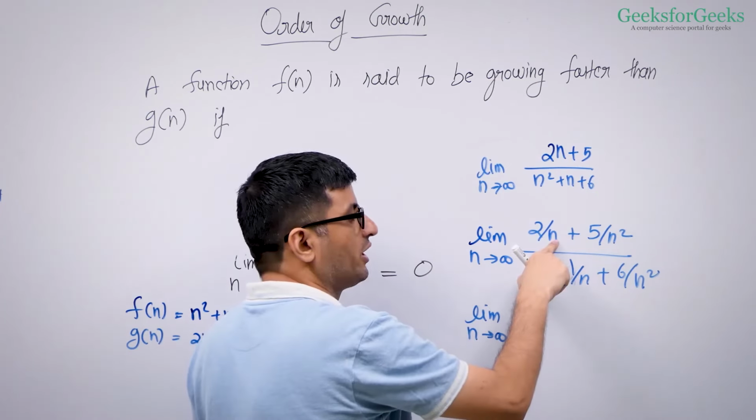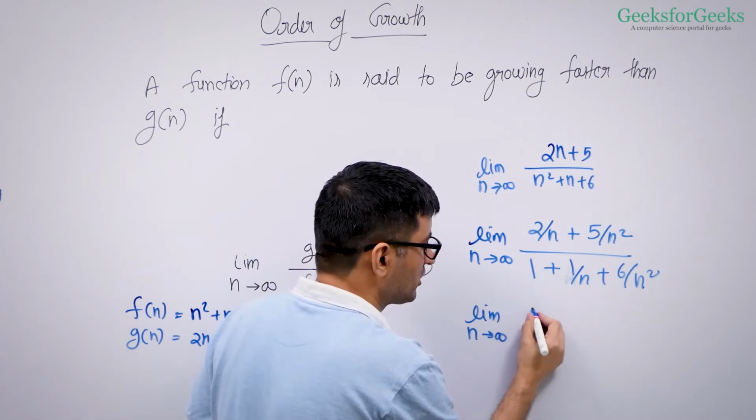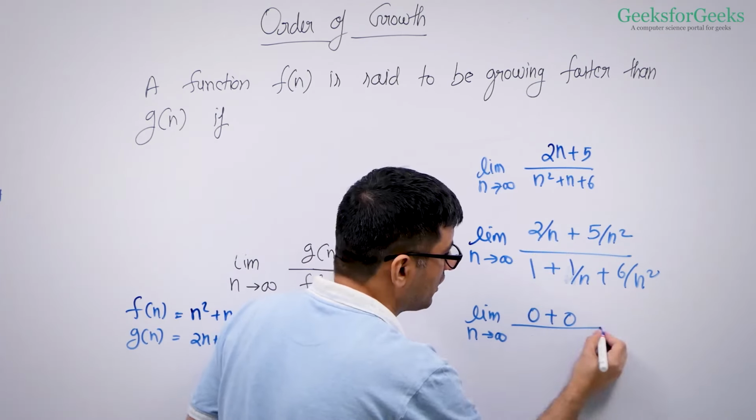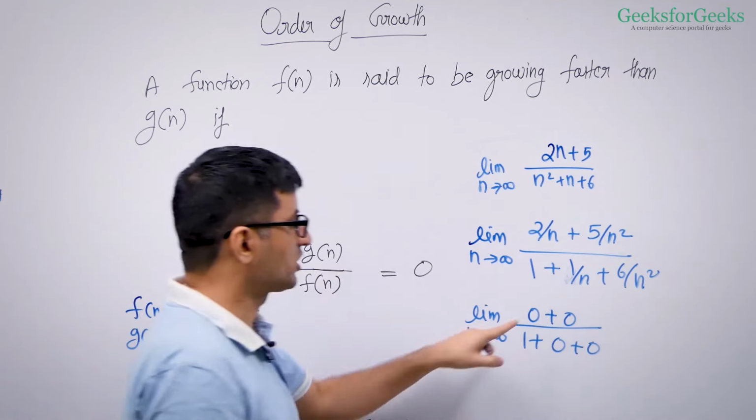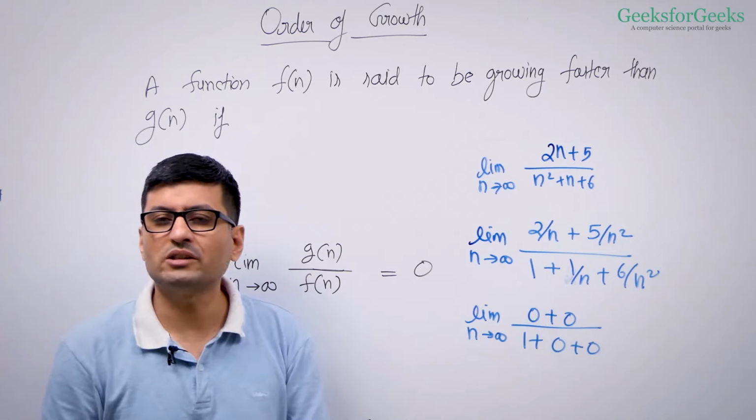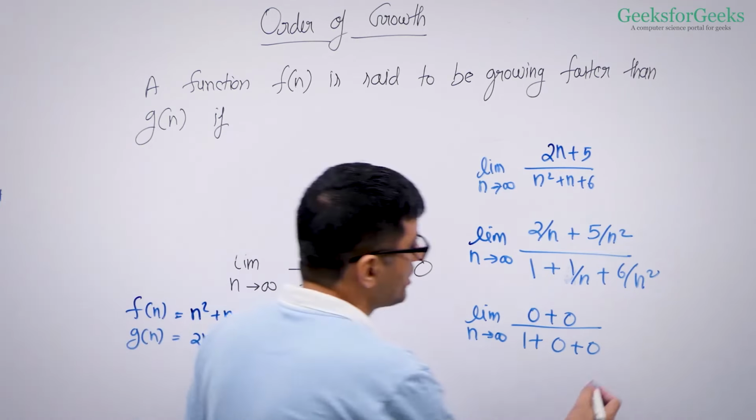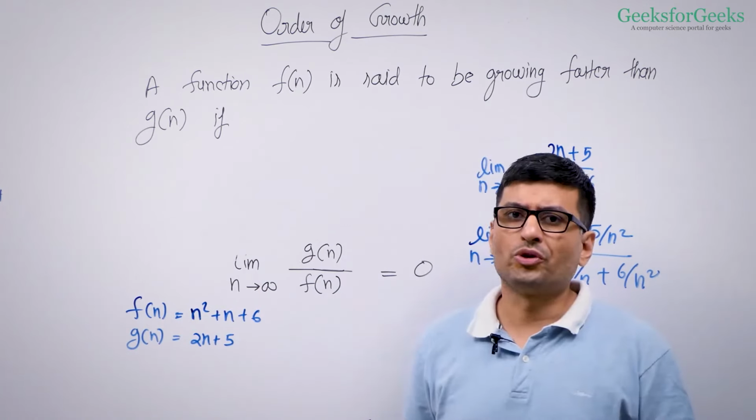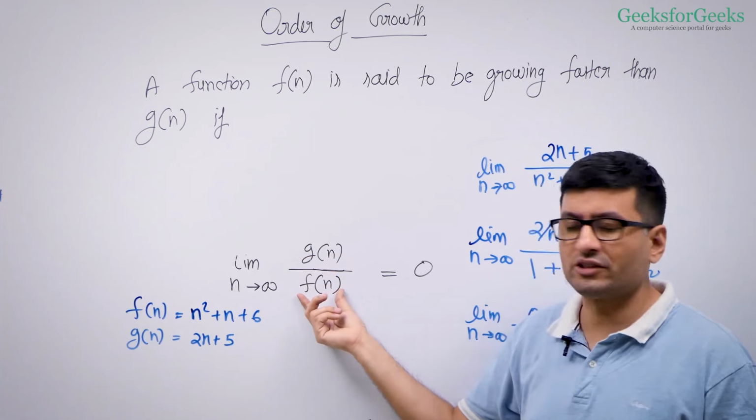n in the denominator, all those terms are going to be 0 when n tends to infinity, right? So this is going to be 0, this is going to be 0, and the denominator is 1 plus 0 plus 0. So what is this value? This value is 0, right? 0 divided by 1 is equal to 0. So you get the value of this expression, Gn by Fn, as 0.